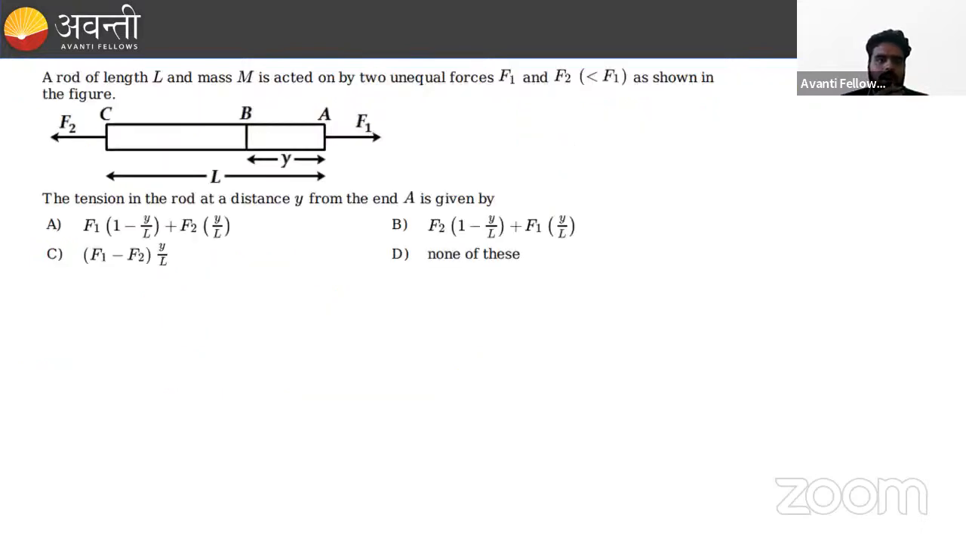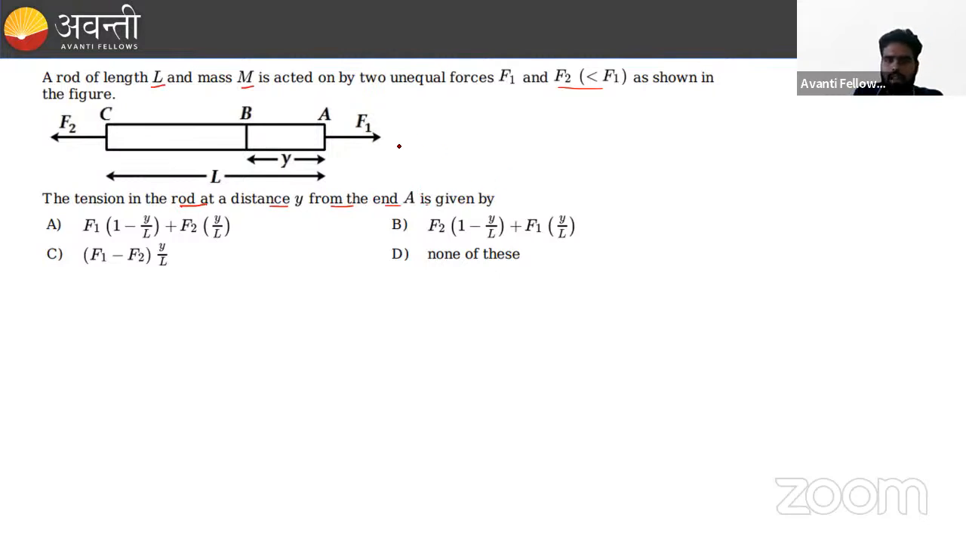Next problem. That is a very good problem that is asked in the mechanics section. Basically, in Newton's laws of motion, there is a uniform rod having length L and mass m, and two unequal forces, where F1 is greater than F2, are applied at the two ends of the rod. It is asked about the tension in the rod at distance y from end A.